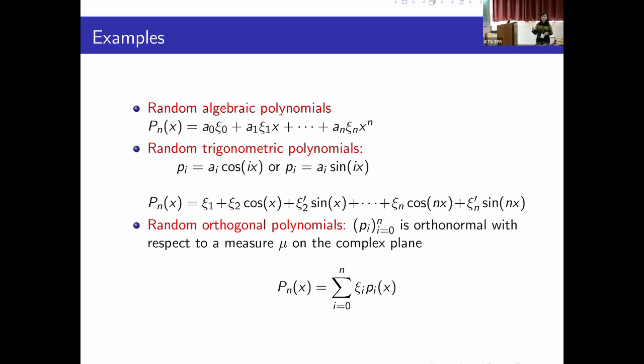Another kind of random polynomials, which is more general, is when the p_i form an orthonormal system with respect to a given measure mu on the complex plane.